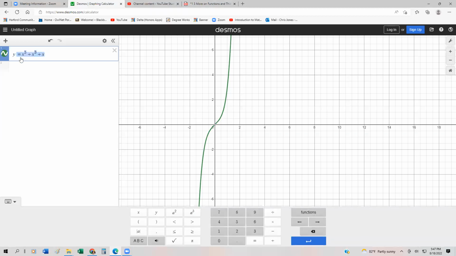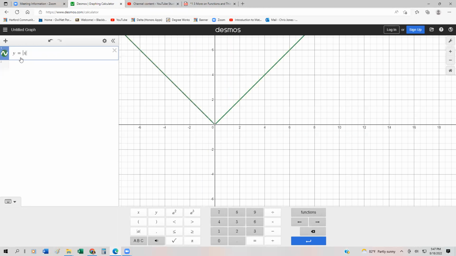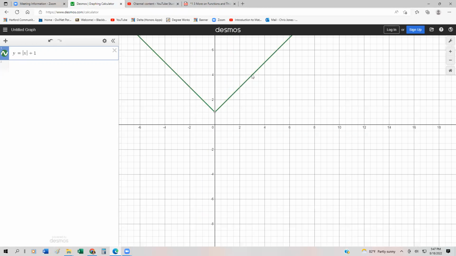And of course, we had our absolute value of x plus 1. Right? And clearly that demonstrates, like right here, we can see that these points are equidistant from one another. So once again, we're demonstrating symmetry about the y-axis in this example.